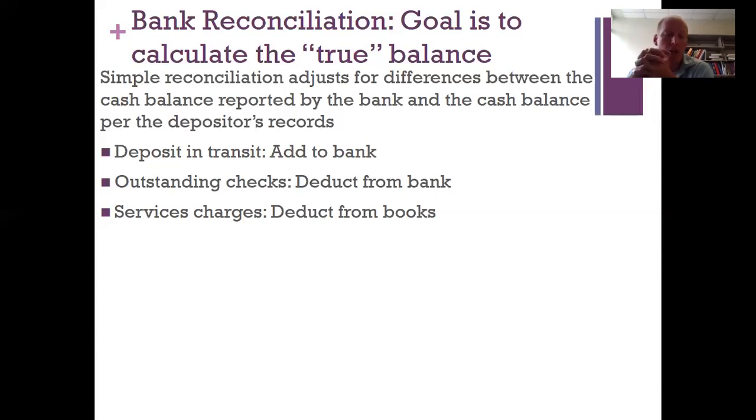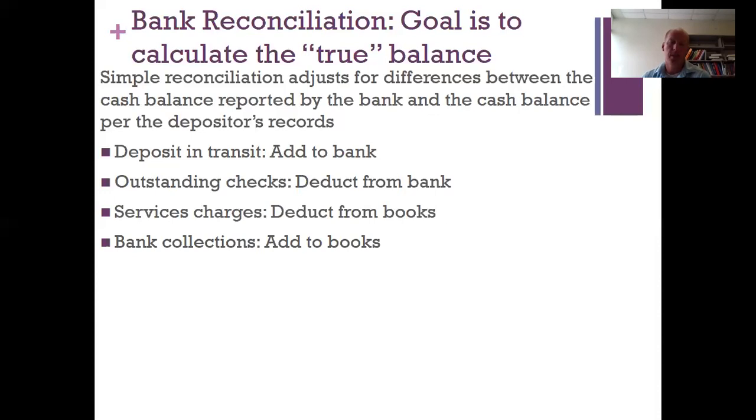So they could be charging us because we didn't maintain a certain balance, or they may charge us because we did a wire transfer or cashier's check or whatever. It's normally nitpicky stuff that they charge us, right? So the bank knows about the service charge. We don't know about it until we see the bank statement, okay? So in that case, we're going to reduce it from our book balance. Our books have this balance of cash that we show, and the service charge is going to reduce that balance.